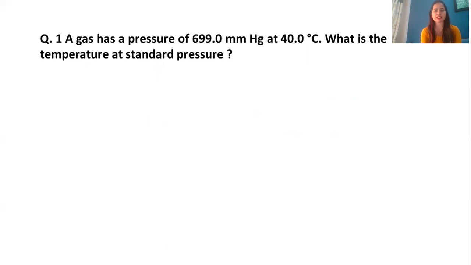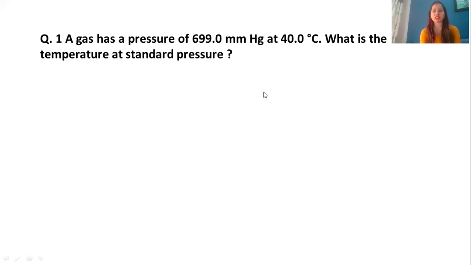A gas has a pressure of 699 mm of Hg at 40 degrees Celsius. What is the temperature at standard pressure? Means you can see the gas has a pressure of 699 mm of Hg at 40 degrees Celsius. They have asked what will be the temperature at standard pressure.